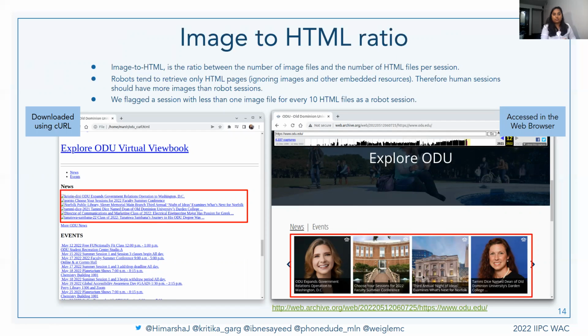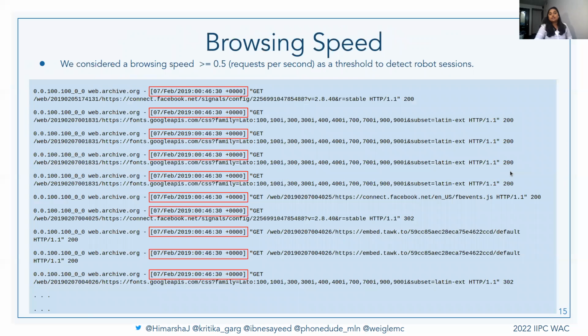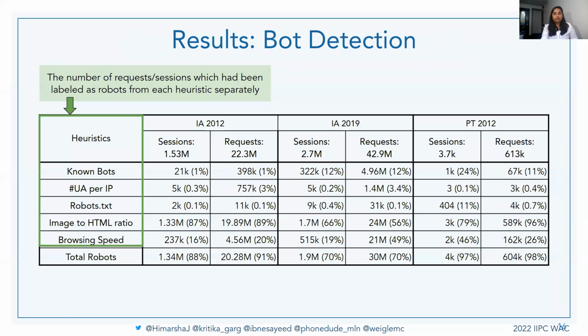The threshold for human browsing speed is considered to be no faster than one request every 2 seconds, which means that we classified sessions with browsing speed greater than 0.5 as robots. In the example, you can see many requests in a single second, which is unusual for human behavior.